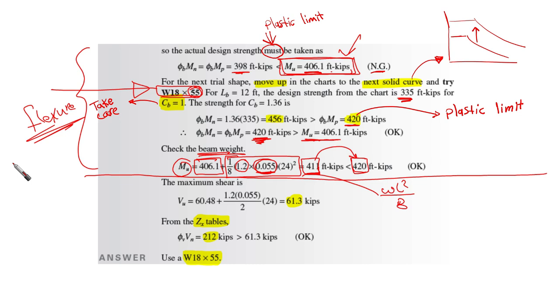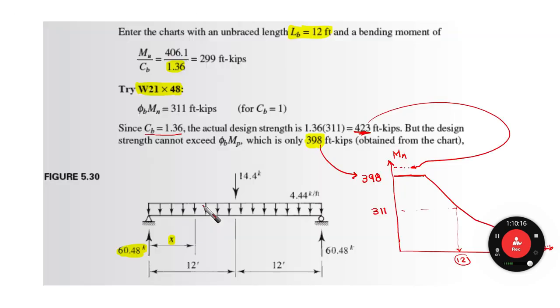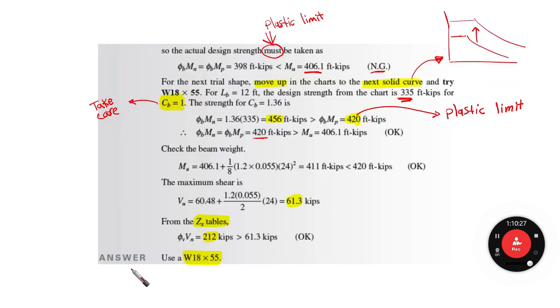The remaining part is the shear strength. The maximum shear is 60.48. This comes from the reaction from the loads already on the beam, which we have explained. This is 60.48.